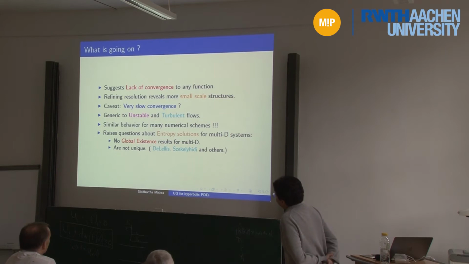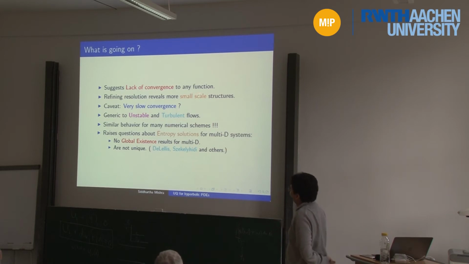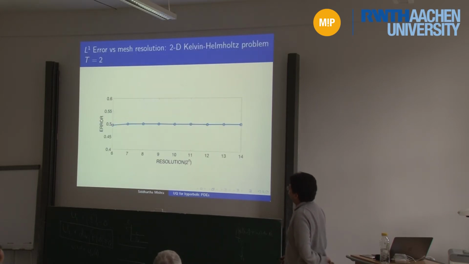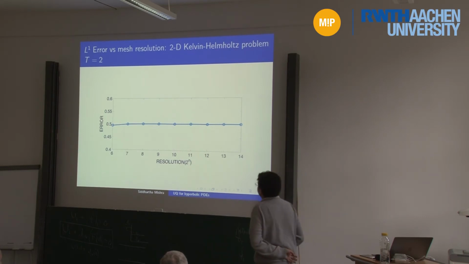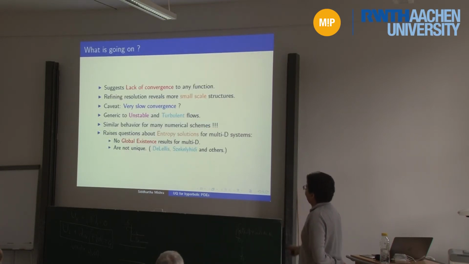And this will be very common when you do real simulations: refining resolutions, you have very small scale structures. Of course, one can say that you might have convergence, but it is very, very slow, double exponentially slow. But then if you don't see it at 2 to the power 14, 16,384, it's useless, and you'll never compute at 16,384, right? And the point is, whenever the flow becomes unstable, which is generic, or turbulent, which is even more generic, you have this kind of behavior, that refining resolution gives you different answers.